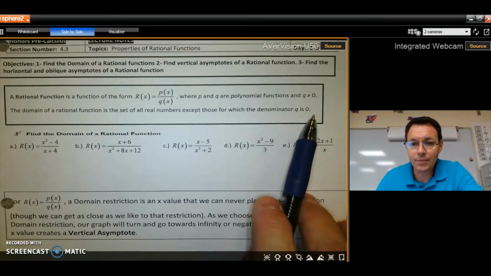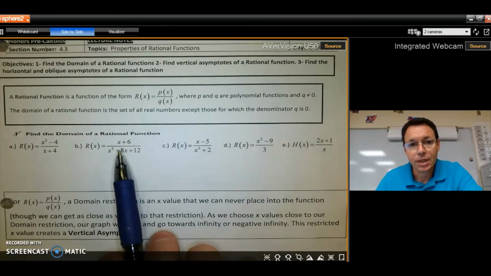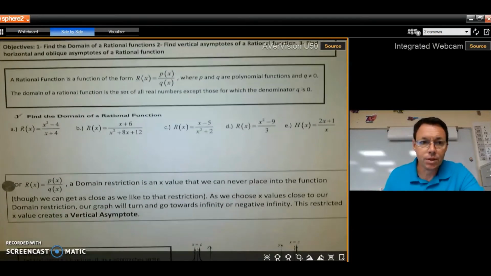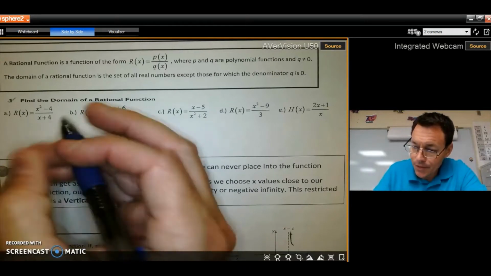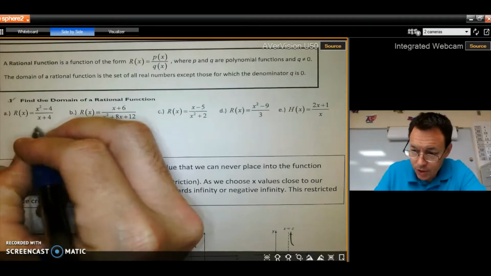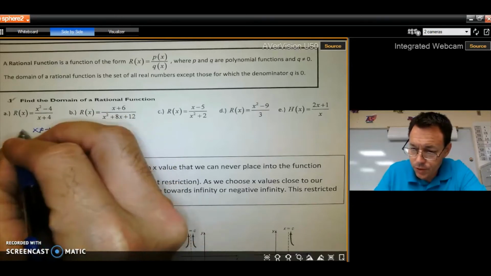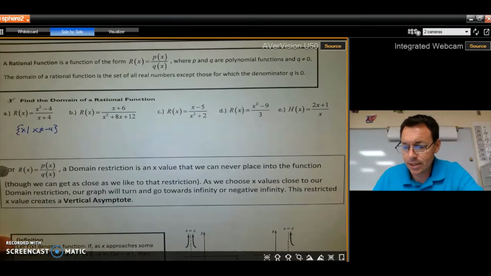So that domain restriction that we've talked about in the first chapter is going to come up again because, again, we've got fractions now. If you look at these, the first example just says find the domain of these rational functions. This rational function you can just look at and you can tell x cannot equal -4. So it's the set of all x's such that x does not equal -4. That would be the domain.